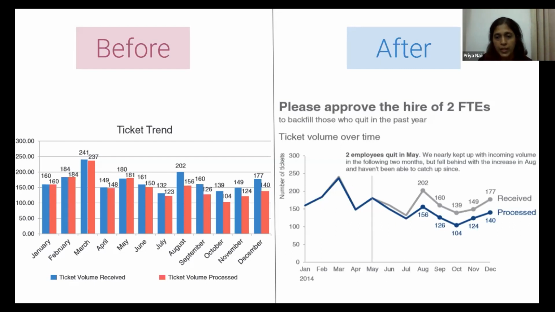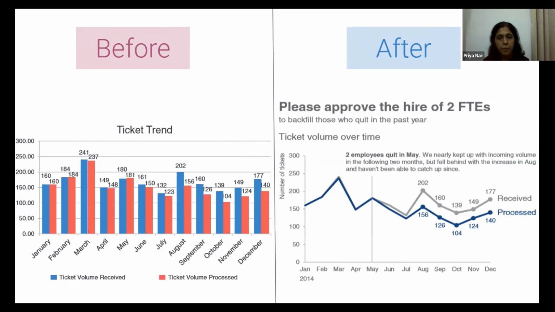So if you look at the trend from August onwards, they were not able to catch up really because the difference is really high. And look at how they have decluttered the graph. All those graph borders and axis labels, they are all de-emphasized, I mean grayed out a bit.